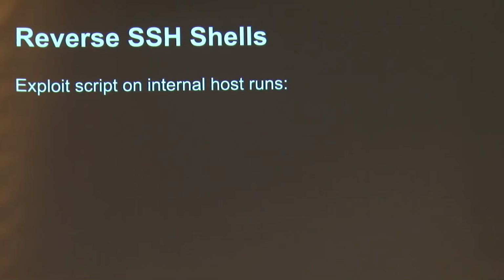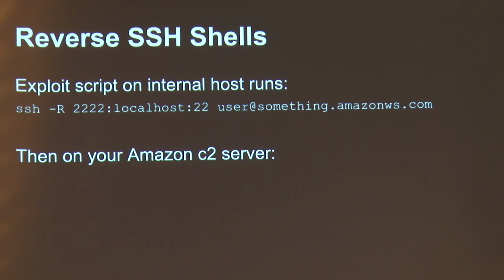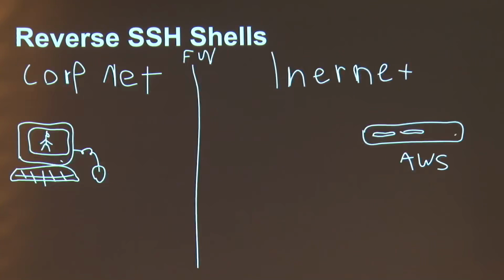So for reverse SSH shells, how it works is an exploit script or something on an internal host will run something like this, binding a local port, and then SSHing out to, let's say, Amazon. And then on your evil Amazon C2 server, we'll just SSH to that local port. That's a reverse SSH shell. If you need diagrams like I do, here's a diagram.